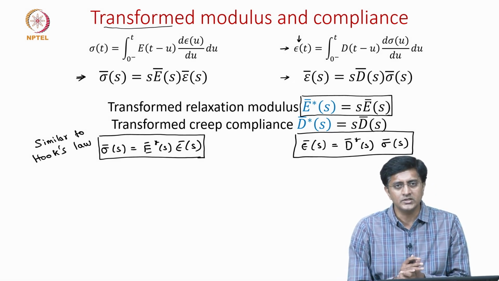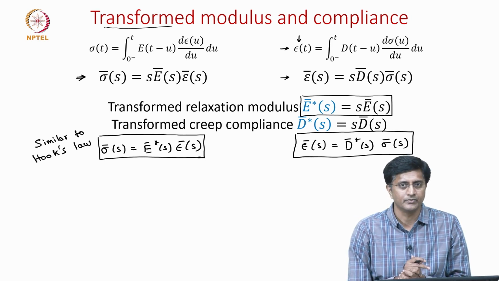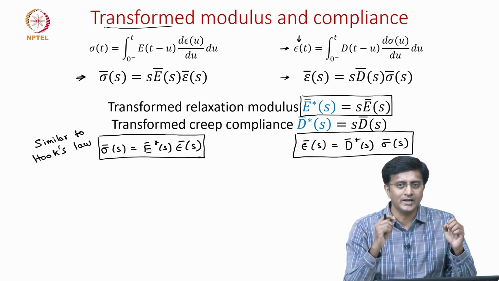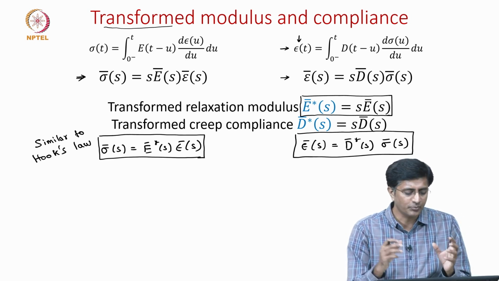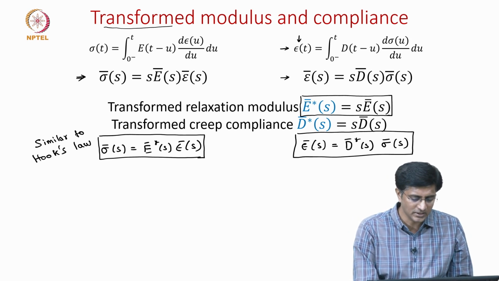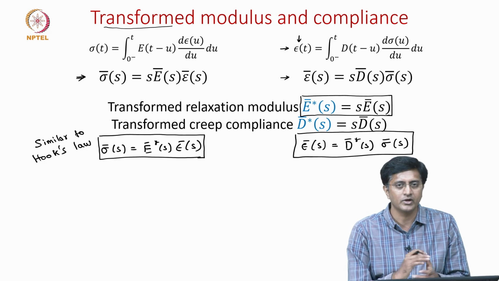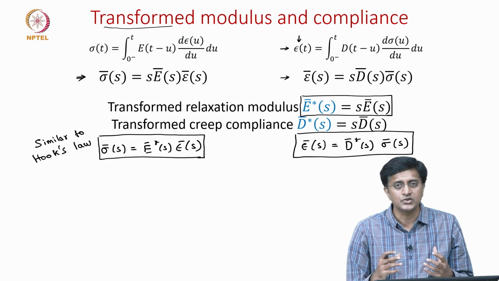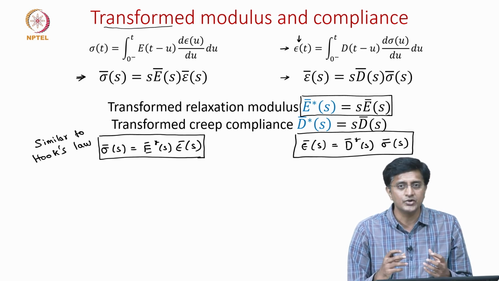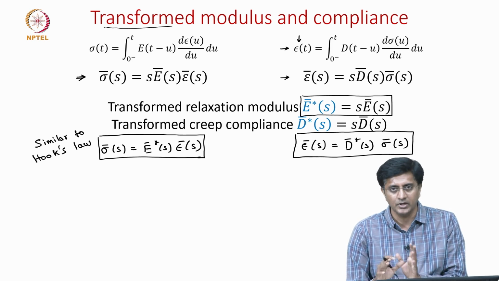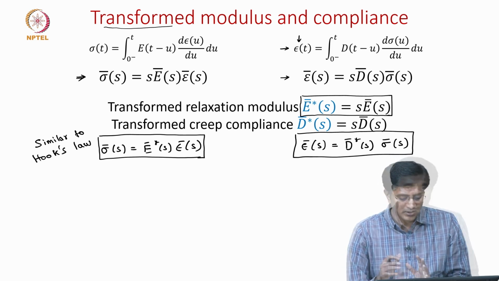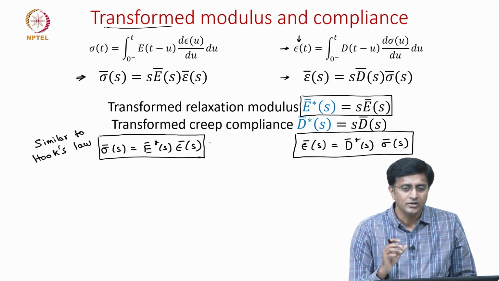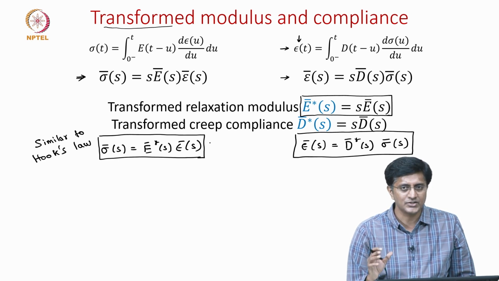What we are trying to show is a very good observation, meaning that in the Laplace domain the stress and strain are proportional, and that proportionality constant is given by either E star or D star depending on what we are looking at. This allows us to apply elastic solutions in the Laplace domain. In a while I will go there, but it is a very important observation that both the stress and strain are related using these E star and D star in the transform domains.